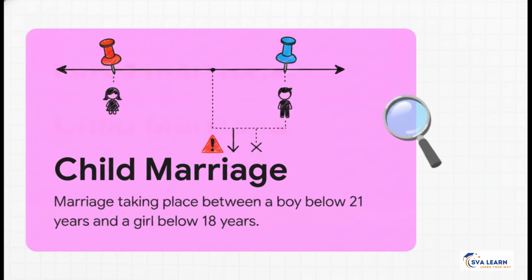So even if a 25-year-old guy marries a 17-year-old girl or a 19-year-old guy marries a 20-year-old woman, actually, it doesn't matter the combination. If either party is below their respective legal age, it's a crime.